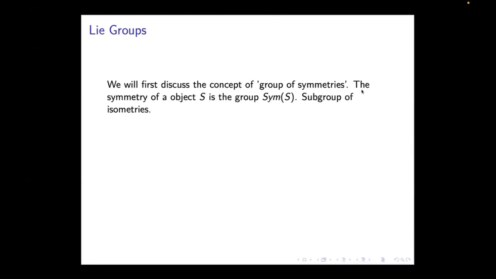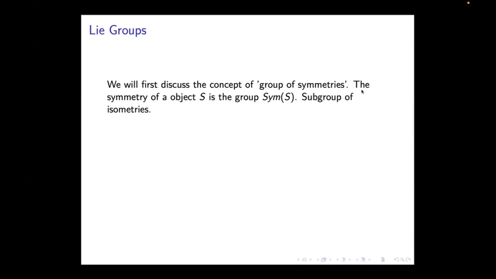So first, the person who is credited with most of the discoveries in groups is Galois. And Galois used to think of groups as something which tells us the symmetries of some space or some object. So we write the symmetry of an object as a group. So what does it mean to have a symmetry of an object?